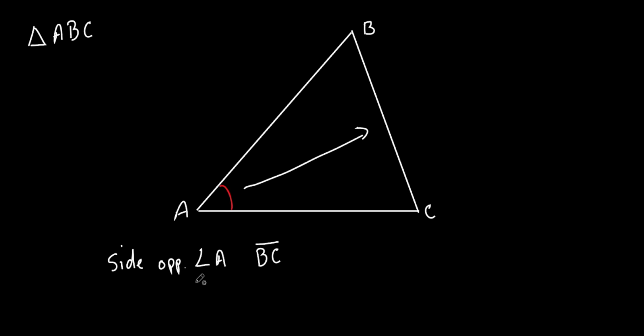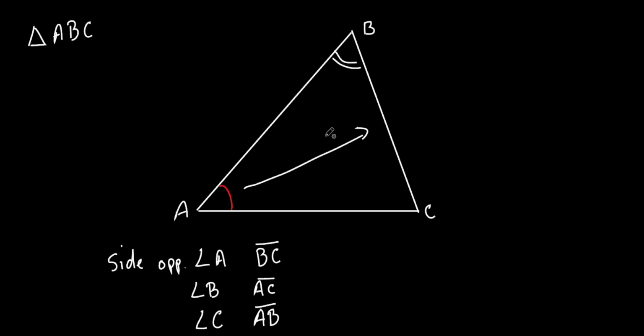So which one is opposite angle B? So here's angle B right here. I'll put 2 arcs on there to show that it's different than this one. So what side is opposite angle B? AC. And then one more, what do you think? Opposite angle C, which one would that be? AB. Pretty simple stuff, isn't it?